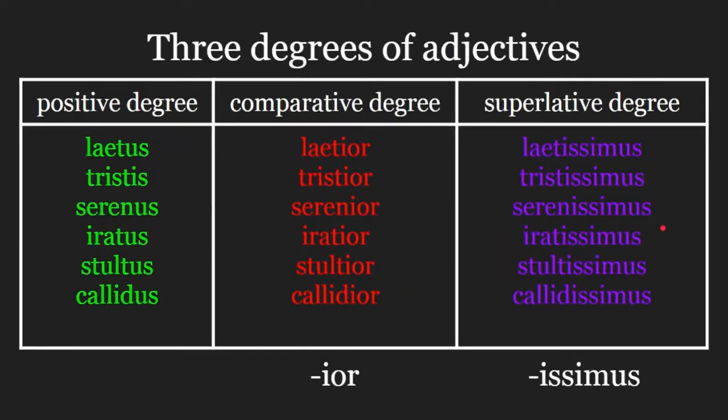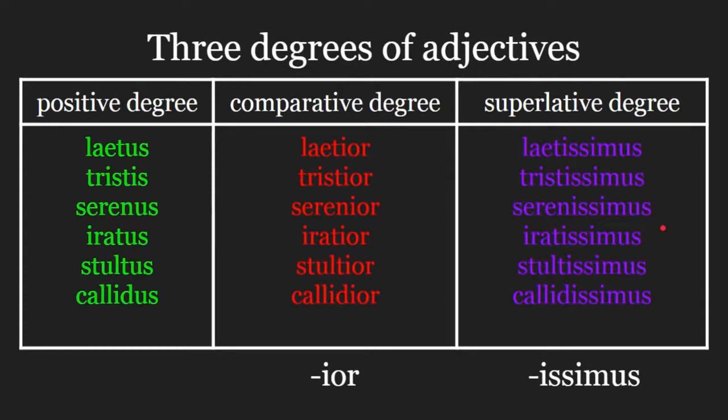So let's set up this chart the same as we had in the English, with the positive, the comparative, and superlative. The same degrees, and they work the exact same way. And I've given you a couple examples. Laetus, meaning happy, tristis, meaning sad, serenus, meaning calm, iratus, meaning angry, stultus means stupid, and calidus means smart.